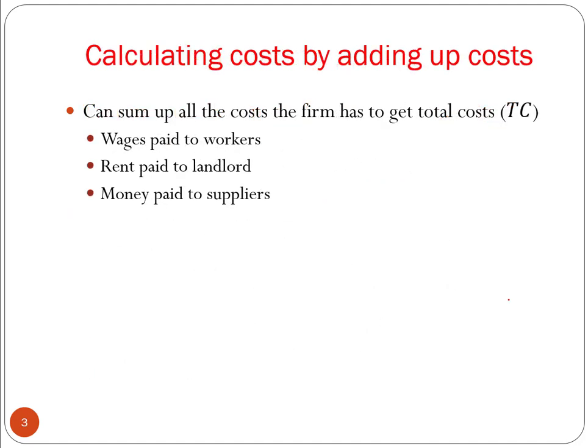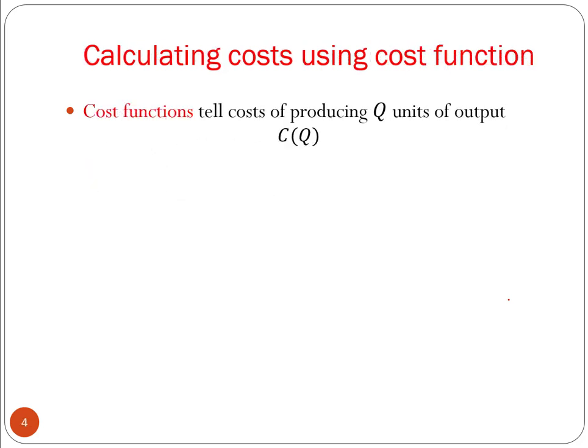Now, calculating costs, there's kind of two ways that you do this. One way is you just take all those costs you have and you sum them up to get your total cost. So you add up the wages you pay to your workers, the rent you paid to your landlord, the money you paid to your suppliers, all these things, and you add them up, and that would be one way of getting cost. And we'll do that in some examples in this course, but we're going to abstract more from that, and we're going to think more about costs in terms of cost functions.